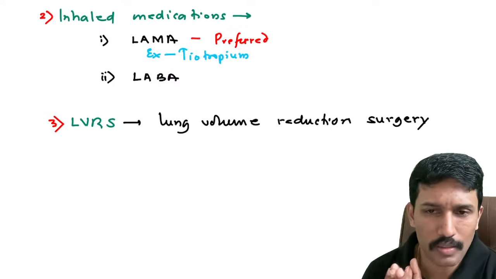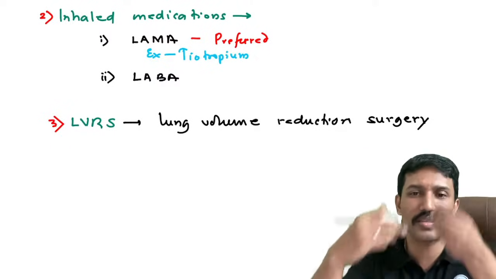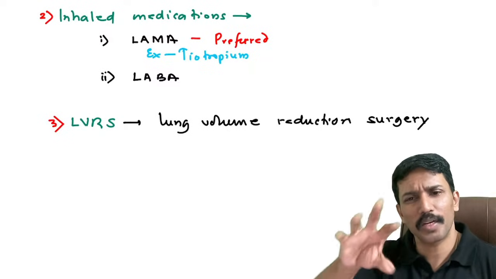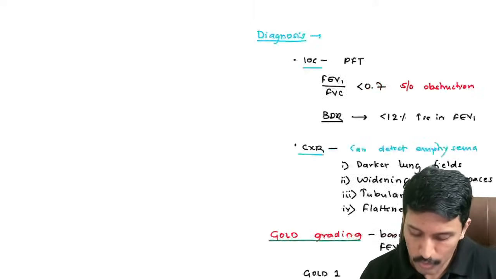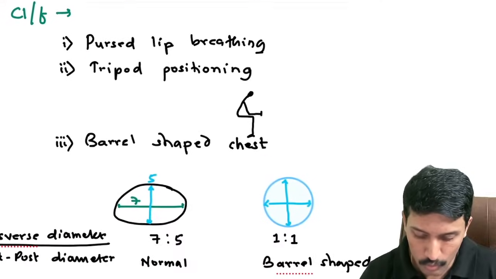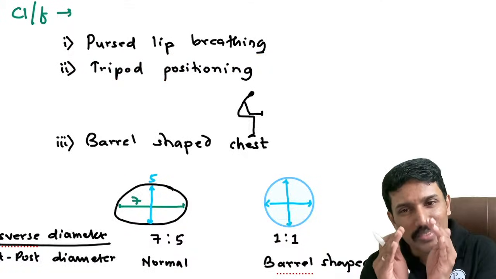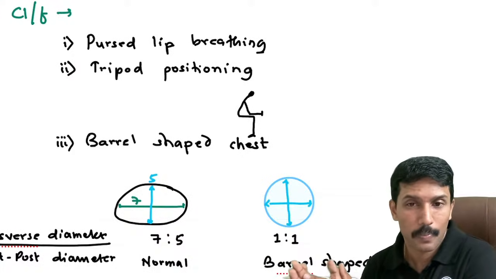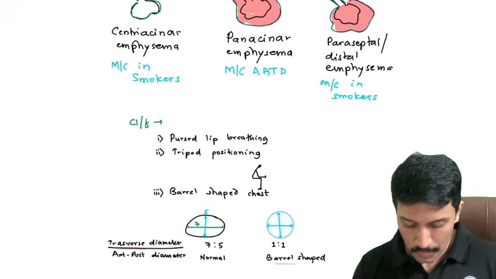You have some part of the lung which is emphysematous, which is trapping more air and not letting you exhale that air out. What if I chop that part of the lung out, which is emphysematous? Then do I need to struggle to exhale that air? Do I need to purse the lips? Do I need the tripod position? No. If that emphysematous region is removed, then my symptoms will get better, right?